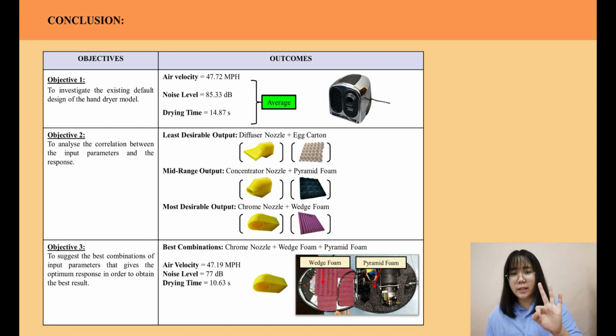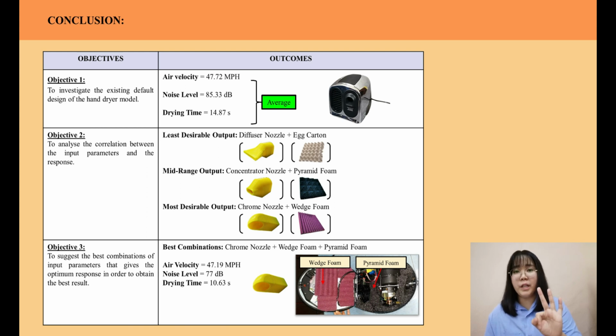As for the third objective, which is to suggest the best combination of input parameters that gives the optimum response in order to obtain the best result, it can be concluded that the best combination is by using the chrome nozzle as the nozzle, and also the wedge foam and pyramid foam as the insulations in the internal motor housing and the cap of the hand dryer.